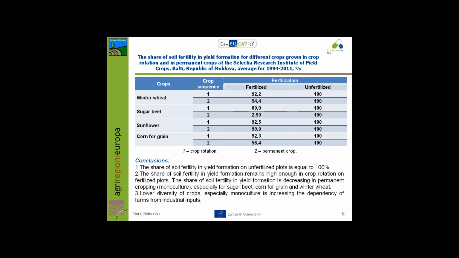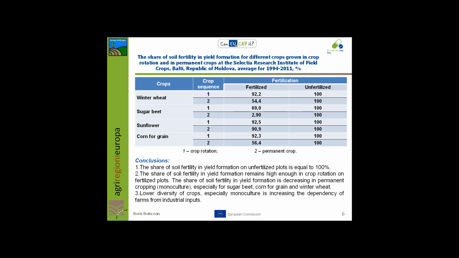It's evident that on unfertilized plots, the share of soil fertility in yield formation is 100%. The share of soil fertility in yield formation remains high in crop rotation on fertilized plots. The share of soil fertility in yield formation is decreasing in permanent cropping, I mean in monoculture, especially for such crops as sugar beet, corn for grain, and winter wheat.